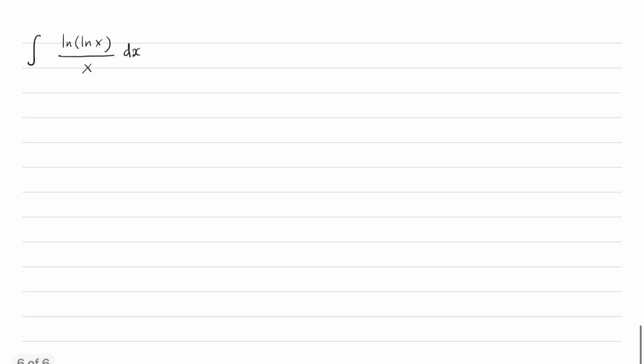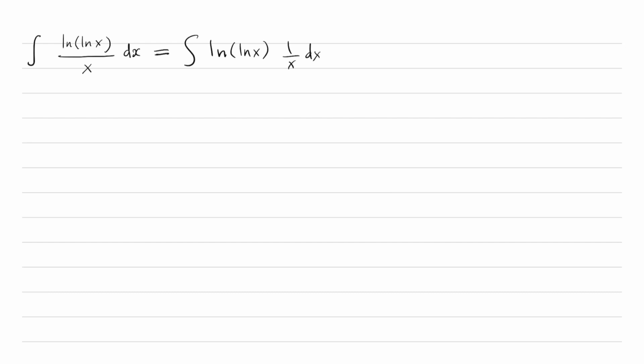Now let's move to our last example, the integral of ln of x over x. I'm going to write this as the integral of ln of x times 1 over x dx. And I'm going to take u to be ln of x and dv to be dx over x, or v prime is 1 over x, which means v is ln of x. So if we use this, we get the integral of u dv is uv, so ln of x times ln of x, minus the integral of v du. Well, v is ln of x.